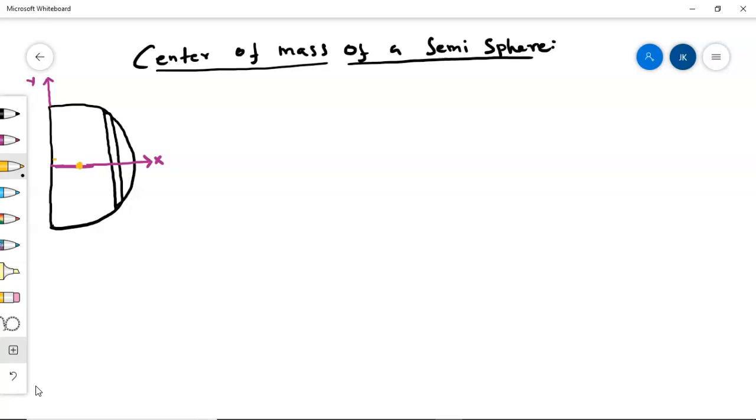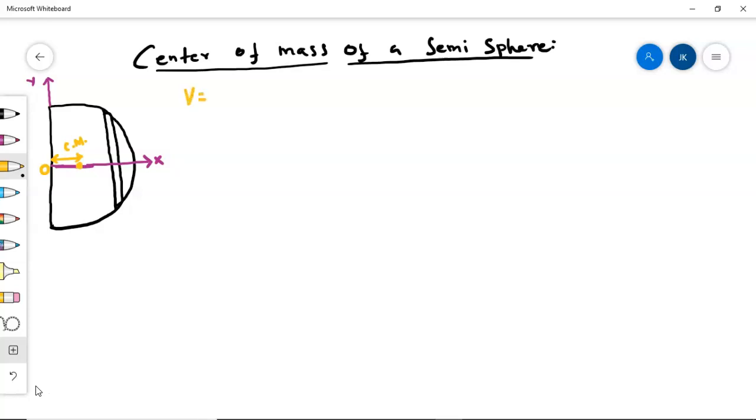This length from the origin, we are going to try to find the length of the center of mass from the origin. For this we have some formula. Before that, I want to give the outline of how we are going to do it. What are we going to do?